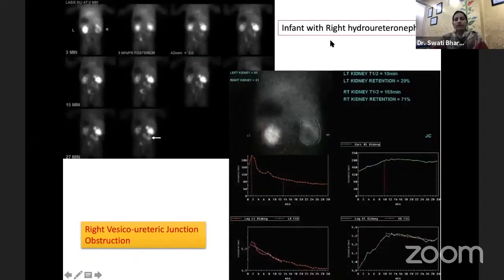So this was an infant with right hydroureteronephrosis. Here we can see the obstructed drainage of the right kidney, and ultrasound also gave us the information that the ureter is dilated and prominent, so this is a case of right vesico-ureteric junction obstruction. So to interpret the details of the nuclear scans, one should always take into account information available from the ultrasound and other ancillary investigations.